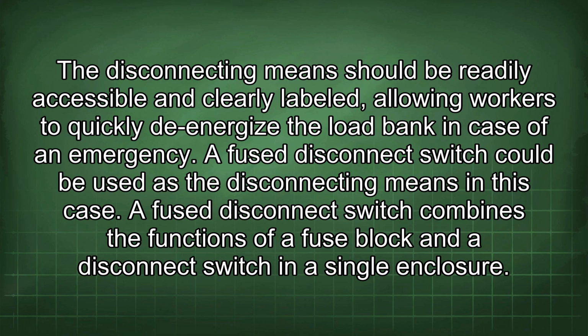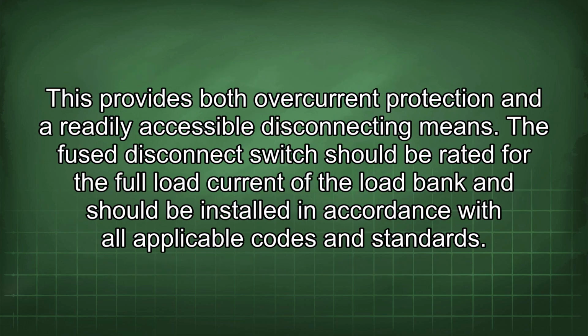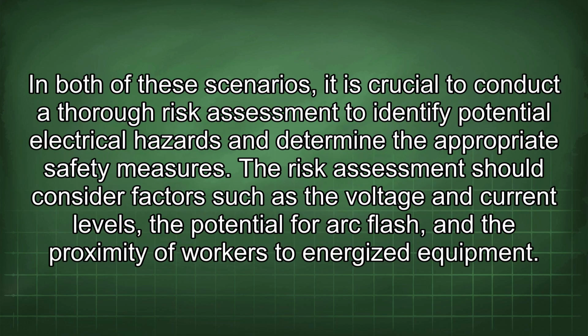A fuse disconnect switch could be used as the disconnecting means in this case. A fuse disconnect switch combines the functions of a fuse block and a disconnect switch in a single enclosure. This provides both overcurrent protection and a readily accessible disconnecting means. The fuse disconnect switch should be rated for the full load current of the load bank and should be installed in accordance with all applicable codes and standards. In both of these scenarios, it is crucial to conduct a thorough risk assessment to identify potential electrical hazards and determine the appropriate safety measures.